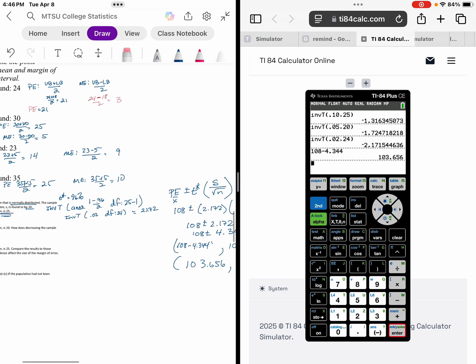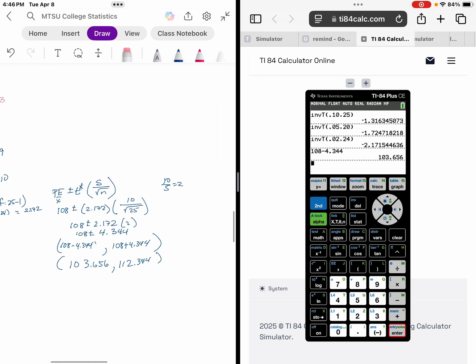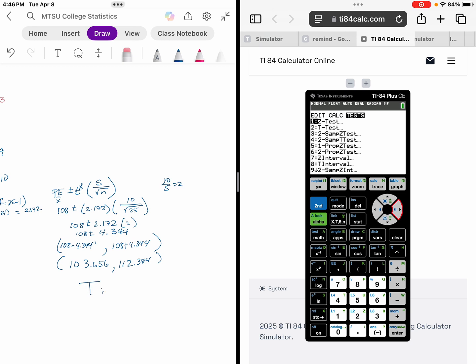And again, we can do the same thing in the calculator. If we go into the calculator, we go stats, over to tests, and we're going to be doing what's known as a t-interval. Sorry, not t-test, a t-interval.